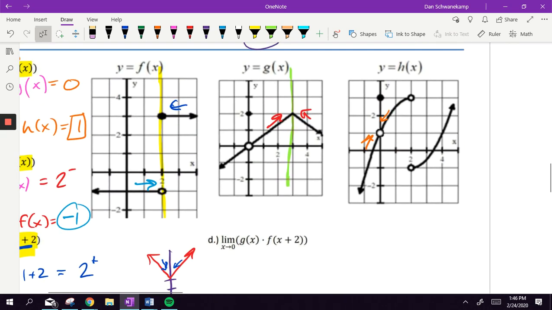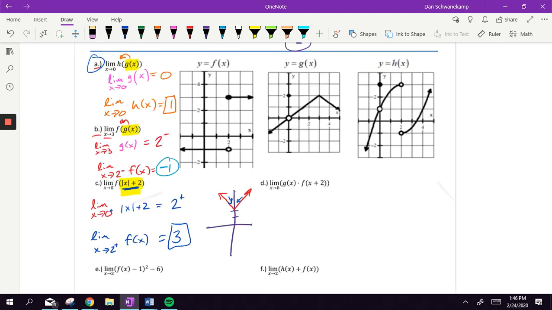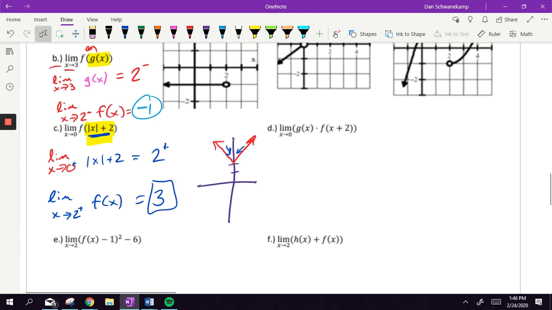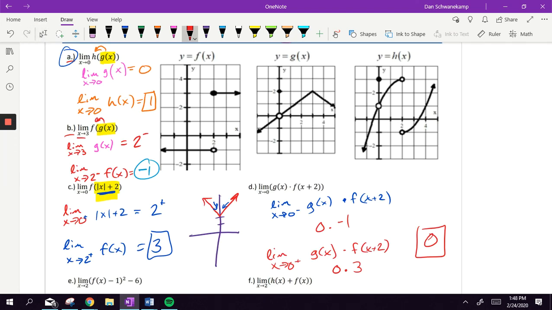Letter D, we get an answer on letter D. I don't know. Have we gotten to D yet? All right, try D and E real quick. Try those two more, and then we'll go from there. I'll show F up here, or D and E. There we go. Looking at letter D.